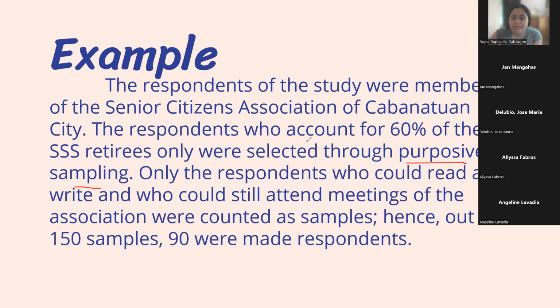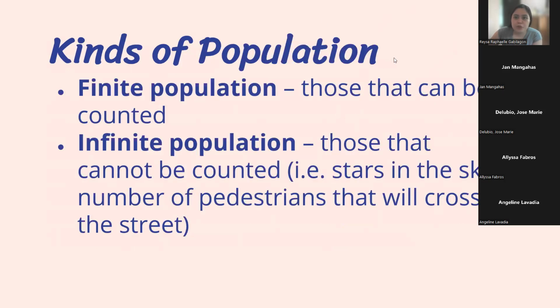But nevertheless, before you say this is your sampling technique, you first need to describe your population. Okay? So we have two kinds of population. The one that can be counted is called a finite population, just like the residents of Jensen, you can actually count that. And we have census, so you can always get numbers for the population. But if it cannot be counted, we call that infinite population.